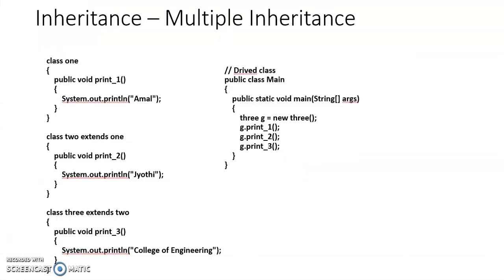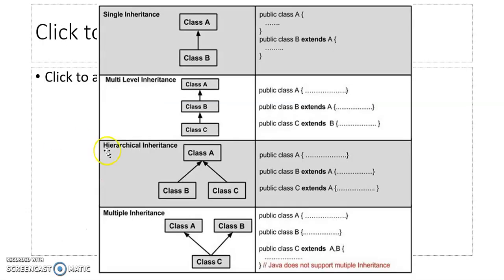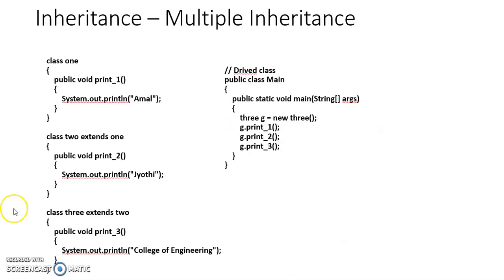Now when we come to multiple inheritance, I hope you can remember this diagram. In multiple inheritance, there will be more than two classes. So B inheriting from A and C inheriting from B. Looking at the example of multiple inheritance, we have a class called 1 over here, which is a superclass, and it will be displaying this string called Amal. You have class 2 over here, which is extending 1, and it will display Jyoti, and you have another class 3 which is extending 2, and it will display College of Engineering.